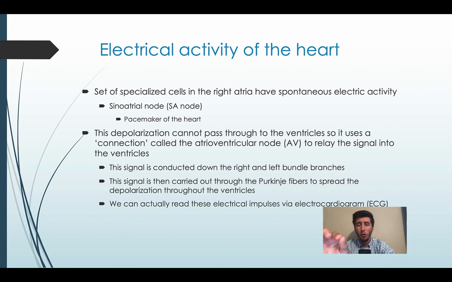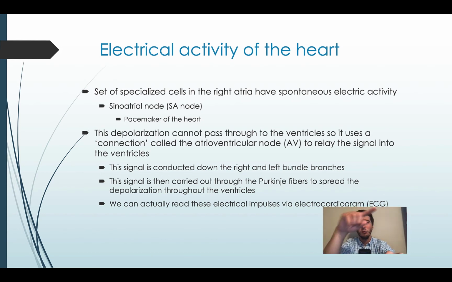That's another set of special cells, similar to the SA node, that sits between the atria and the ventricles. It's the activation of this AV node that's going to control the depolarization and activation of the ventricles. So that activation of the AV node is going to send electrical impulses down the left and right bundle branches. Those bundle branches are then going to subdivide out into the Purkinje fibers.